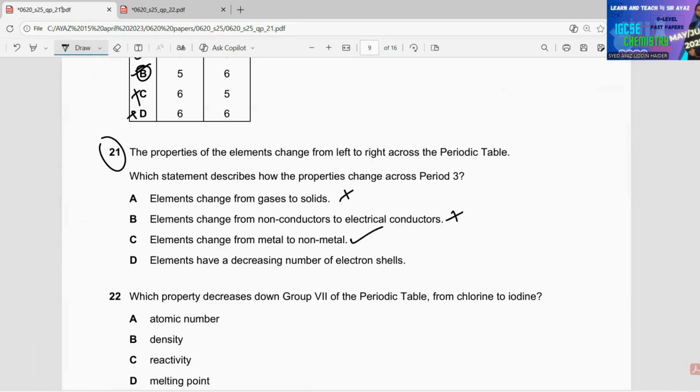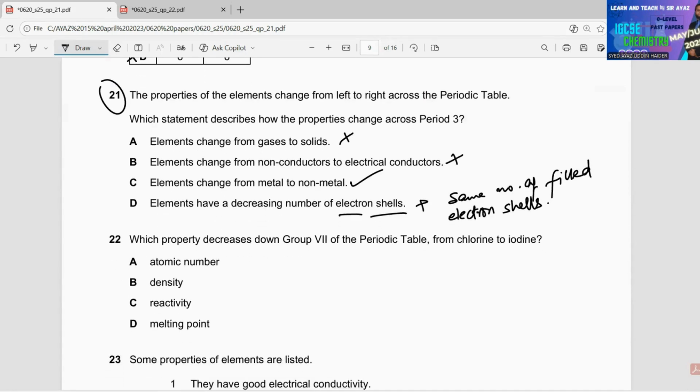D, elements have a decreasing number of electron shells. This is incorrect because within the same period, there is the same number of filled electron shells. Number 22.